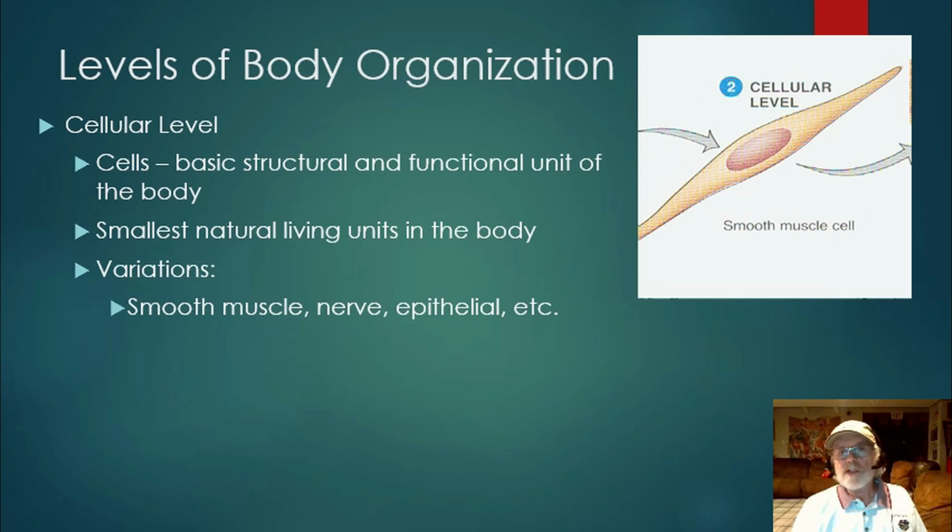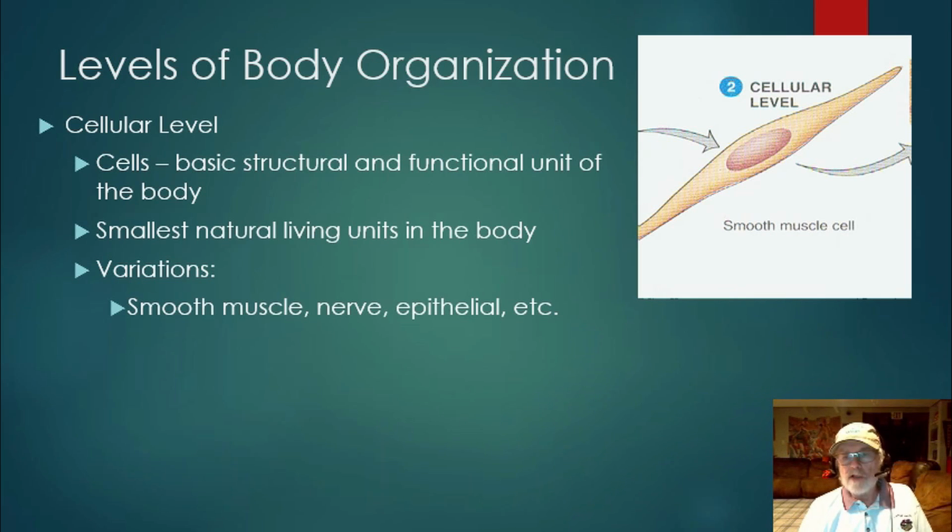A cell is the basic structural and functional unit of the body. It's alive, with the exception of a couple types of cells that really don't have a whole lot to say. But cells are basically the basic structural and functional unit of the body. We'll be talking a lot about cells and cell structure after we get through this first section. They're the smallest natural living units in the body. They are alive. They actually are their own ecosystem, all in one.